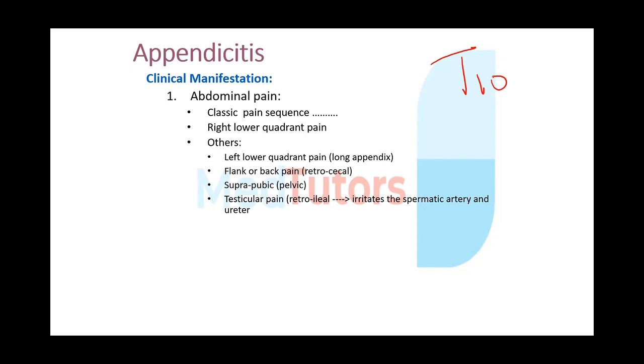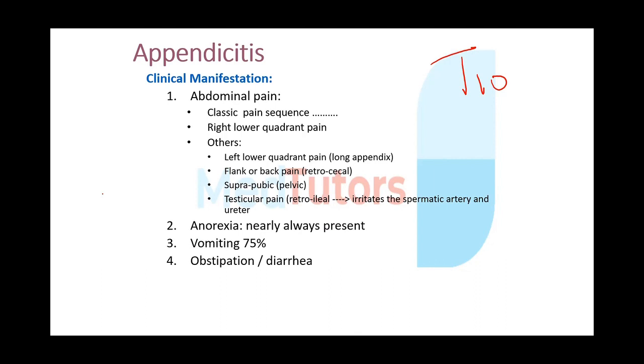Now, acute appendicitis might present with other pain. This is the classical presentation. However, there could also be some other forms of presentation. They could have a left lower quadrant pain in a long appendix. They could have flank or back pain in a retrocecal appendix. They could have a suprapubic pain in a pelvic appendix. They could have a testicular pain in retroileal appendix, which irritates the spermatic artery and the ureter.